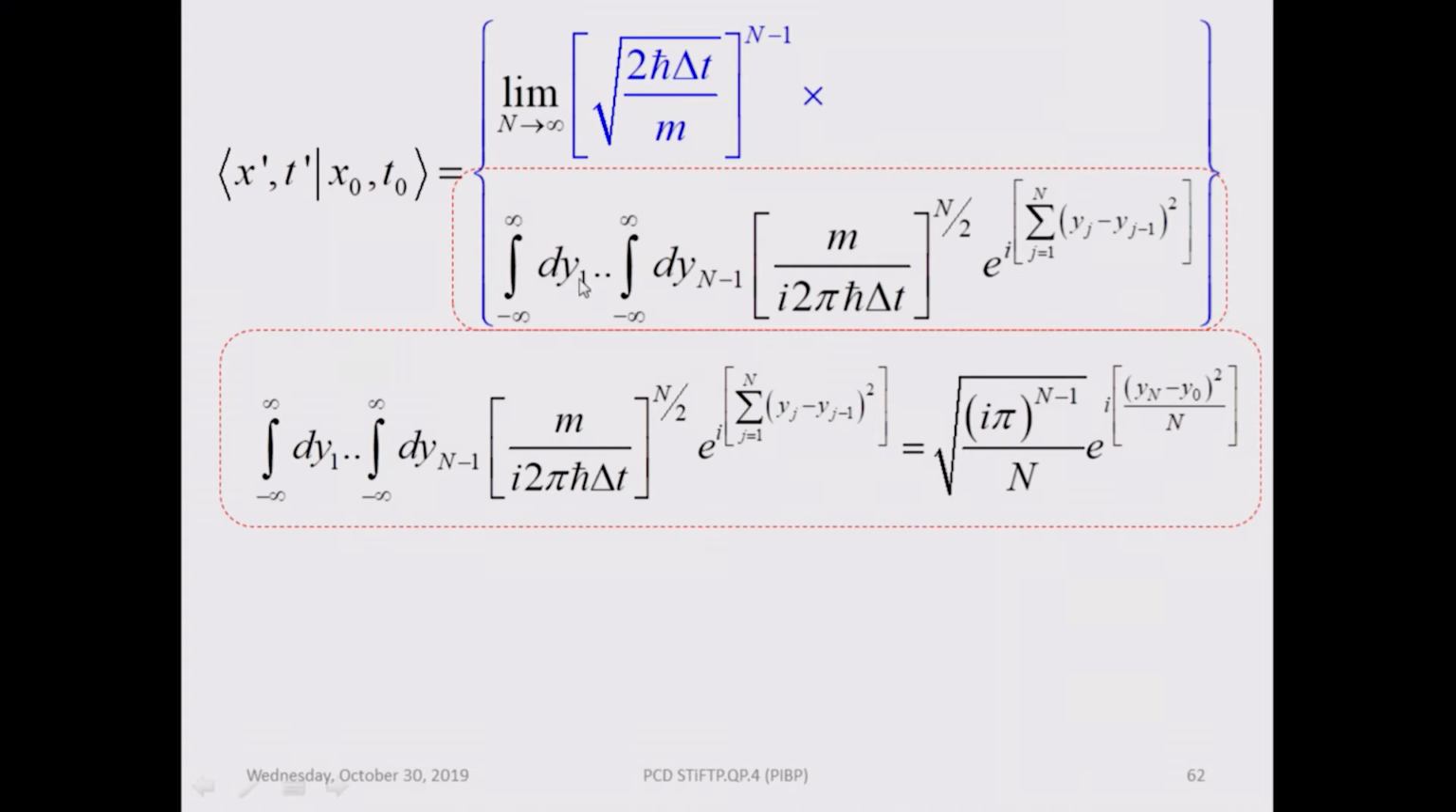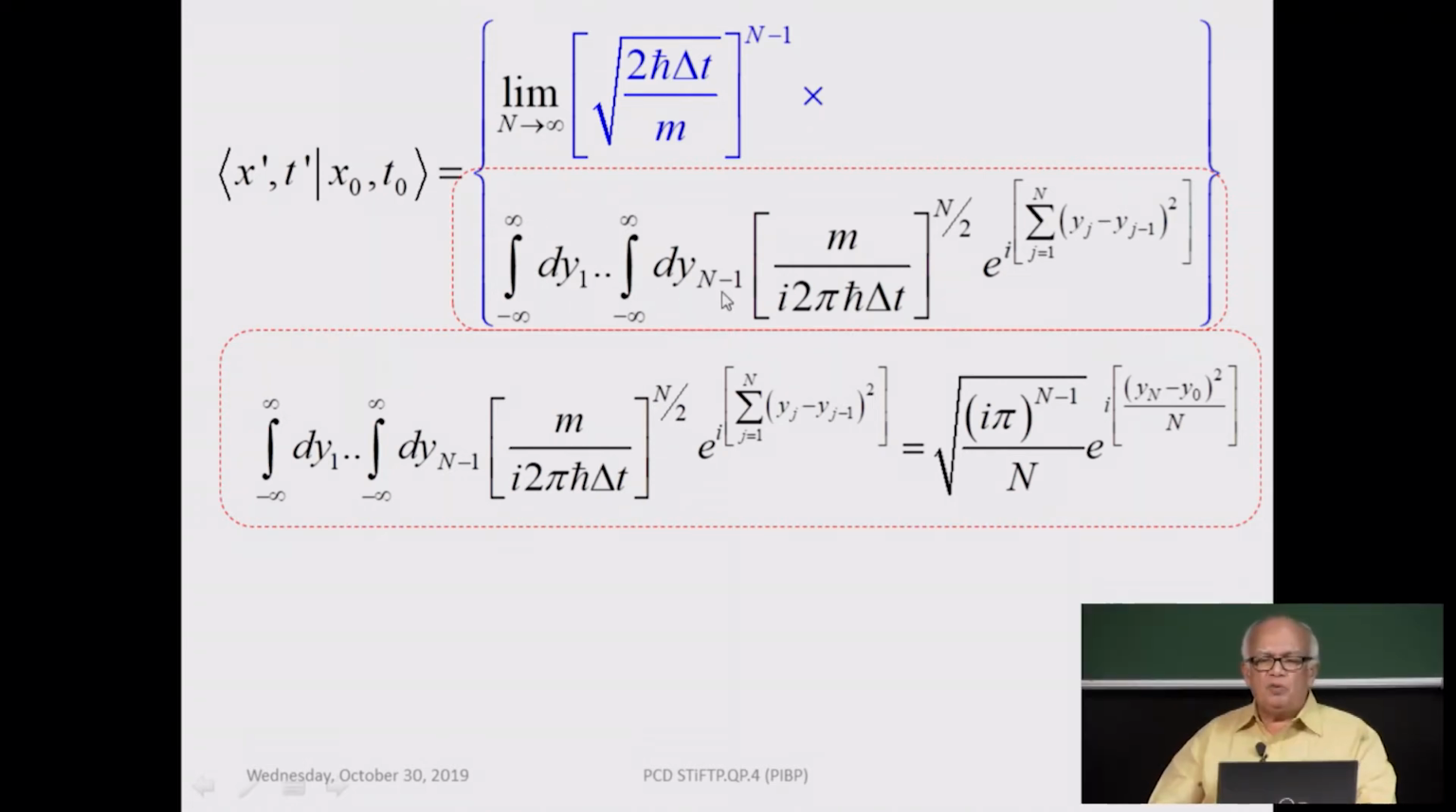So here you have got an integration over y1, y2 all the way up to y(n-1). Then you have got the square root of this to the power n, and then you have this exponential, but now you are summing over j going from 1 to n. In the first example we just had n equal to 2, so j went from 1 and then to 2. So there were only 2 squares of the differences to be added. Now you have so many of them, and then you have to combine the terms. Okay? So it is a little bit lengthy, but not at all difficult.